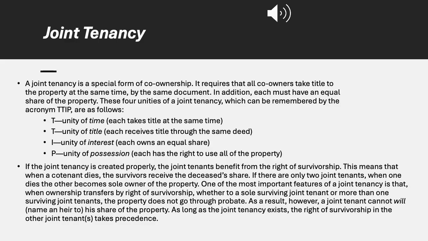Joint tenancy. A joint tenancy is a special form of co-ownership. It requires that all co-owners take title to the property at the same time by the same document. In addition, each must have an equal share of the property. These four unities of a joint tenancy, which can be remembered by the acronym TTIP, are as follows.